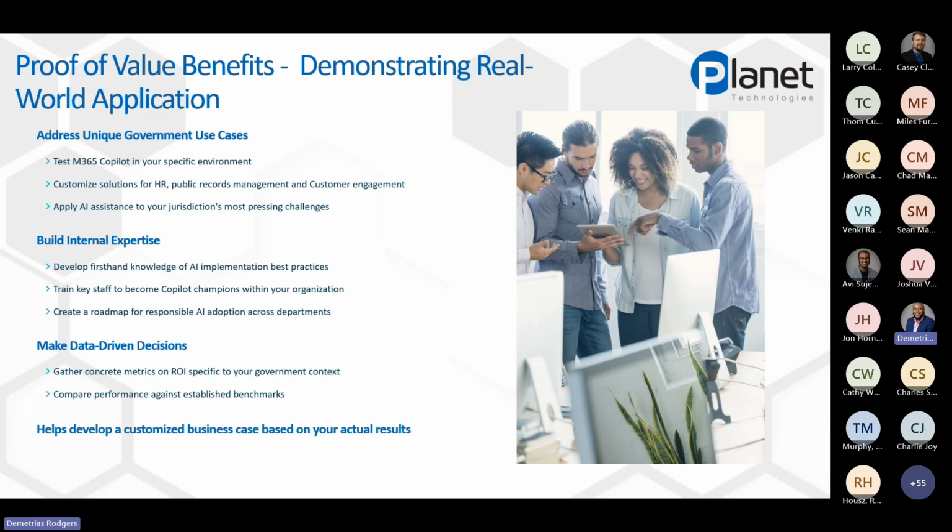Also, being able to start developing some internal expertise, right? Identifying one or two people in your organization, even several people, because it takes about 100 licenses to qualify for the proof of value engagement, but being able to identify those Copilot champions who are going to drive that adoption within your organization, help your users understand, and work with you to create your roadmap for deployment across the departments. And then being able to start quantifying that ROI like I talked about earlier, but to really develop a customer business case based on what you actually experience through your Copilot proof of value engagement.